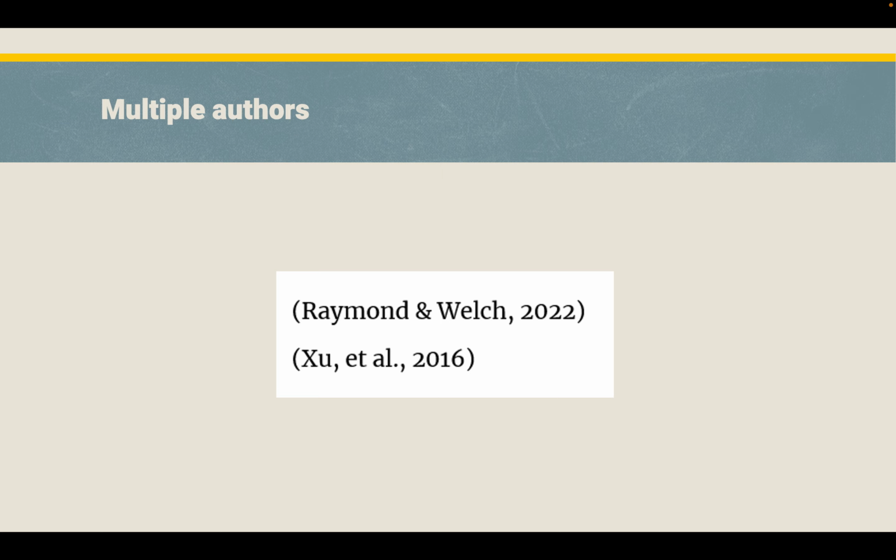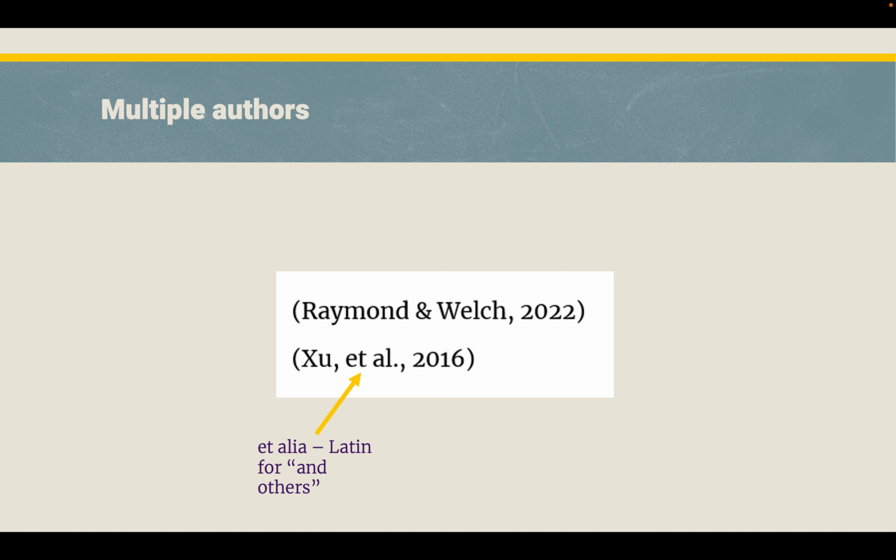So if there are two authors, you should always refer to both of them using "and" when it's written out in the text, A-N-D, and an ampersand in parenthetical citations. If there are three or more authors, then you list only the first author's name, followed by et al., which is an abbreviation of et alia, which is a Latin phrase that just translates to "and others."